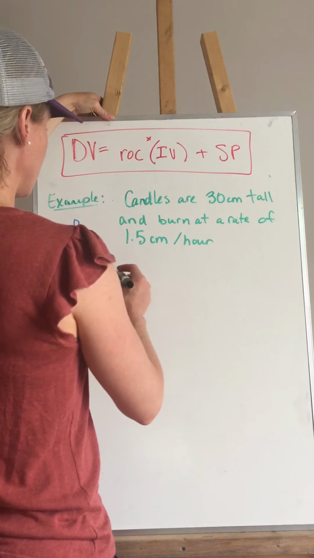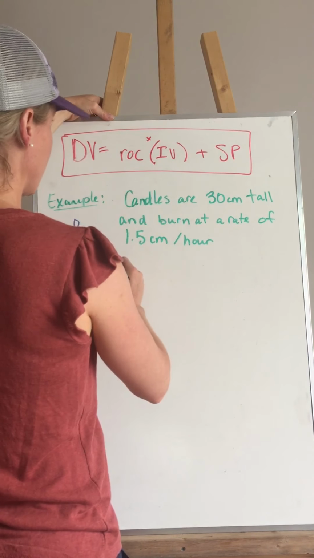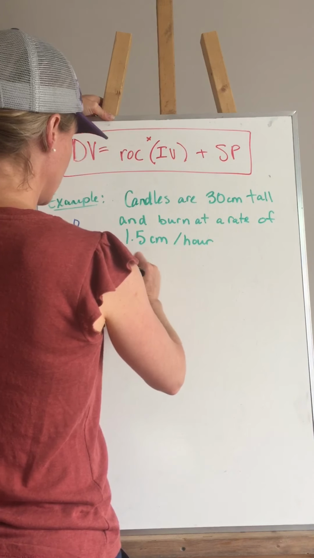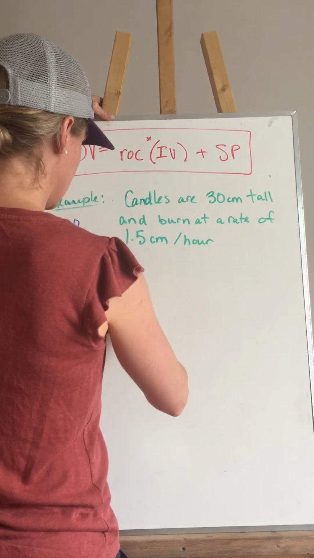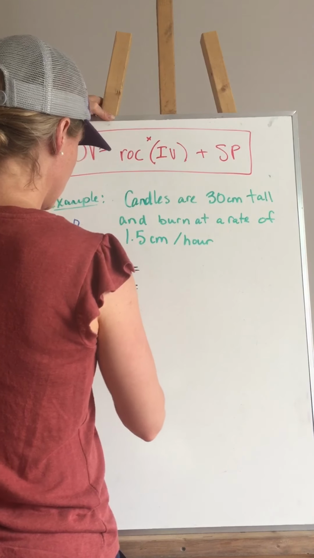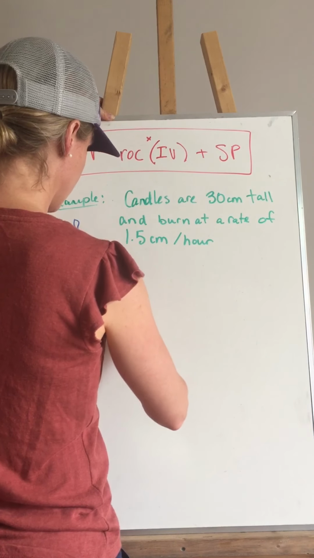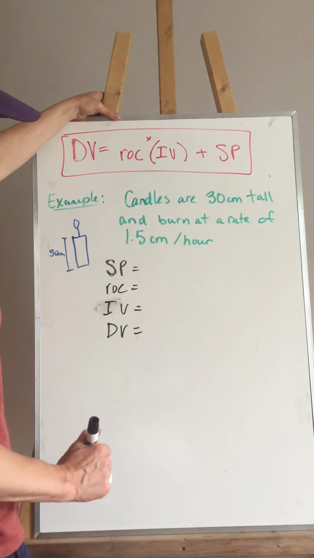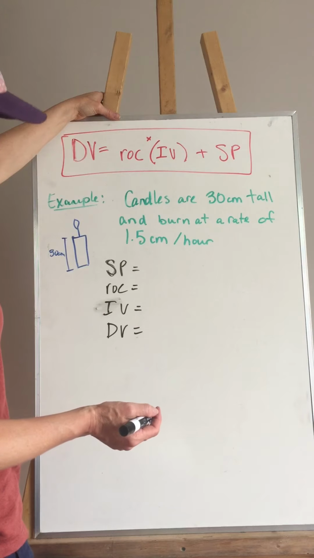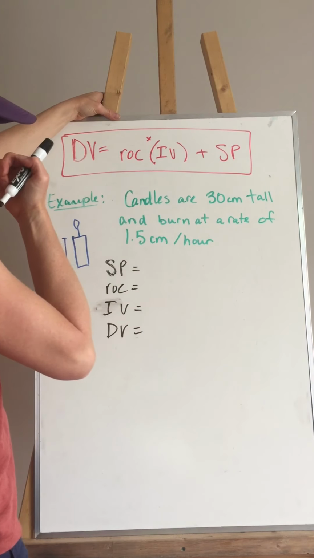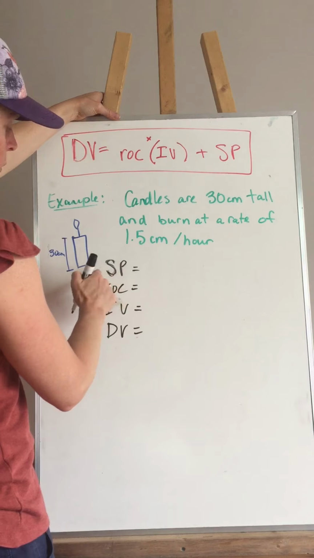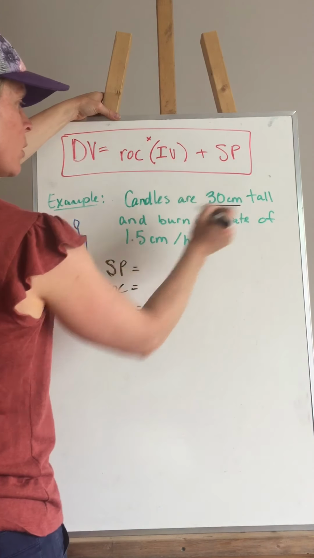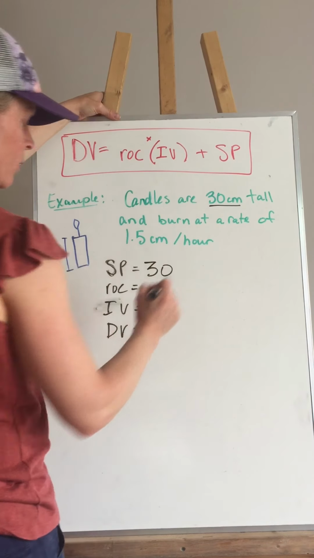So I always start out by writing these things down. I always do it in this order: starting point, rate of change, independent variable, dependent variable. I just write those 4 things, equal sign, before I start doing anything. Now I go into the information given to pull it out. So starting point, candles are 30 centimeters tall. Well, you are going to be starting at 30. So my starting point's 30.